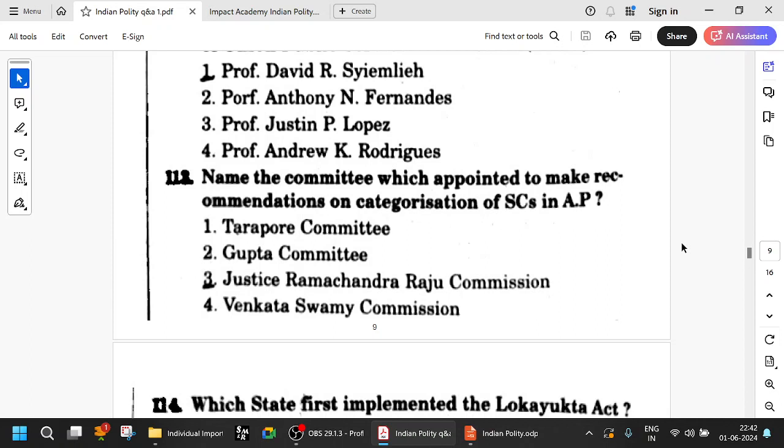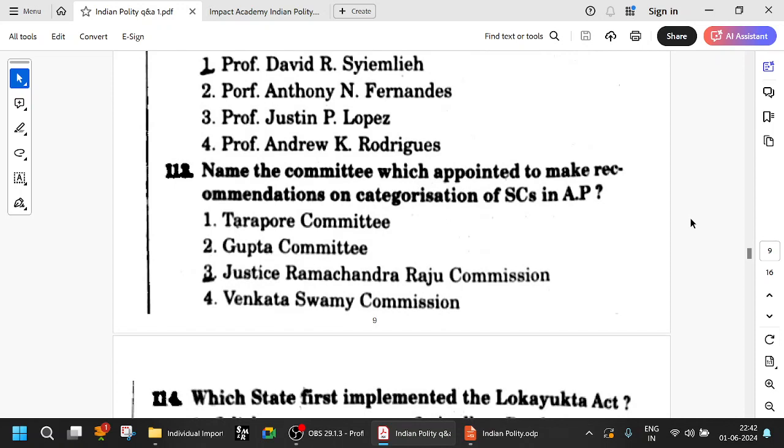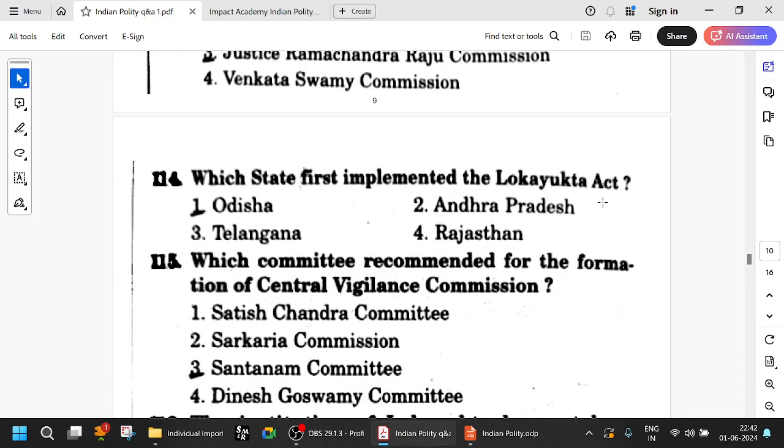Name the committee appointed to make recommendations on categorization of scheduled castes in AP. Among these, it is the Justice Ramchandra Raju Commission. So the Justice Ramchandra Raju Commission is for categorization of SCs in AP. Try to remember that. Which state first implemented the Lokayukta? Odisha. So Odisha first implemented the Lokayukta Act. Lokpal is at the central level, Lokayukta for the state level. Rajasthan was first in adopting the Panchayat Raj system, Andhra Pradesh second. And when it comes to Lokayukta, first is Odisha.